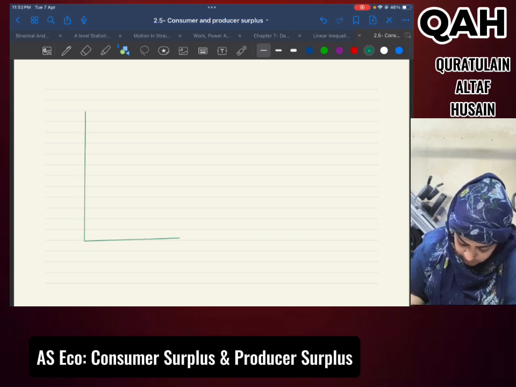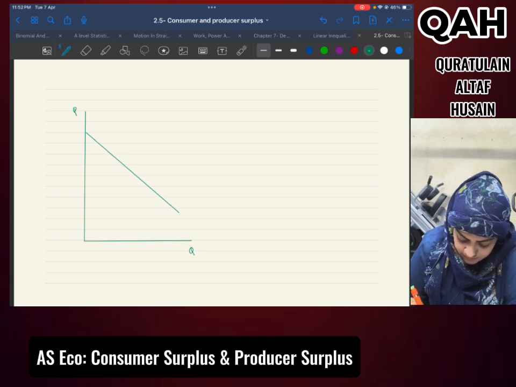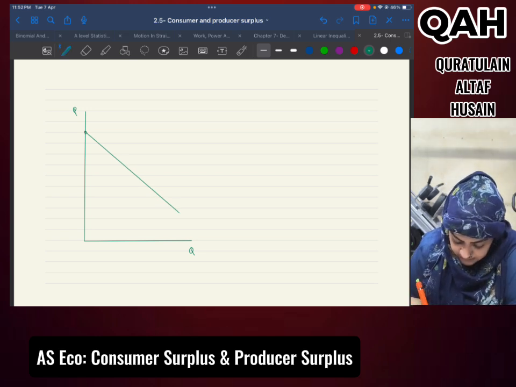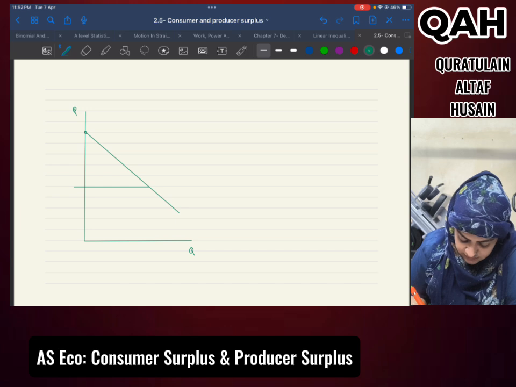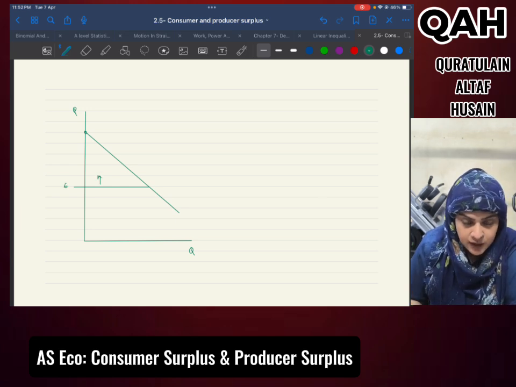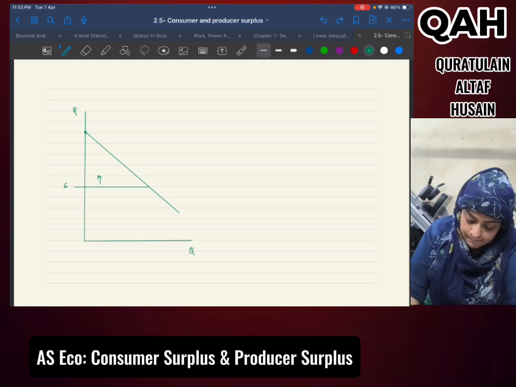This is price, this is quantity, and this is the demand curve. This is the maximum willingness of the consumer to pay, and this is the price. Suppose the price in the previous graph was 6. This is the price, and the area above the price and below the demand curve is the consumer surplus.